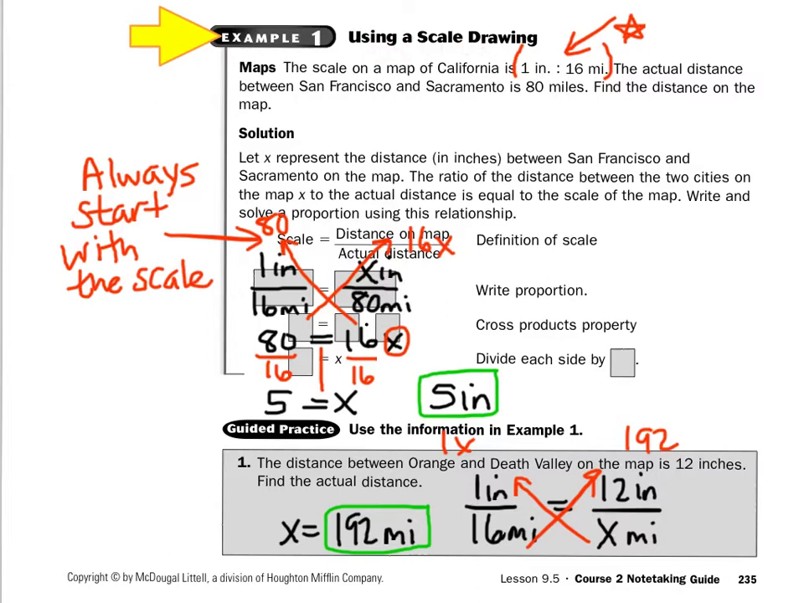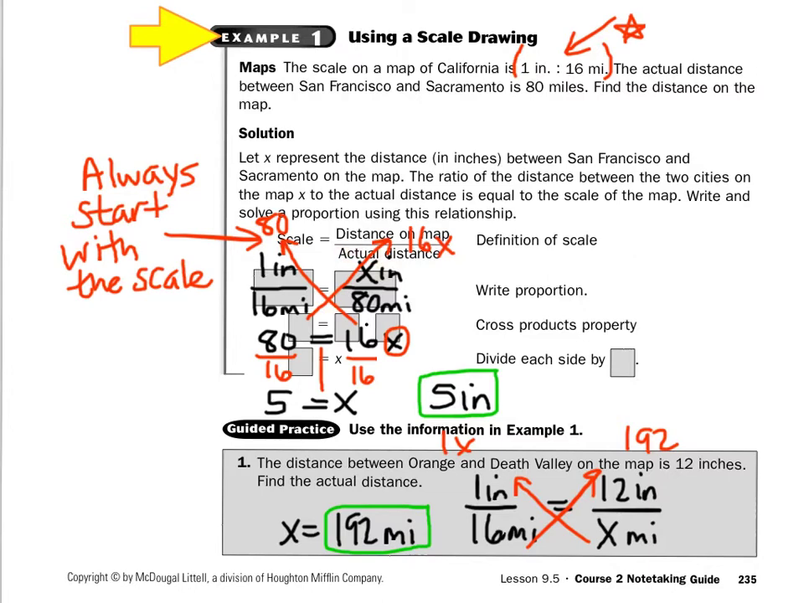Example 1, using a scale drawing. The scale on a map of California is 1 inch over 16 miles. That means 1 inch on the drawing represents 16 miles in real life. The actual distance between San Francisco and Sacramento is 80 miles. Find the distance on the map. Okay, so we're going to set up proportions. So always start with a scale. So I put 1 inch over 16 miles, then put the equal sign, draw your fraction bar, and then you put inches over miles. And you look at what they gave us. Do you notice how they gave us 80 miles? So I'm going to put the 80 miles down on the bottom in the denominator, and I put x on the top with the inches.